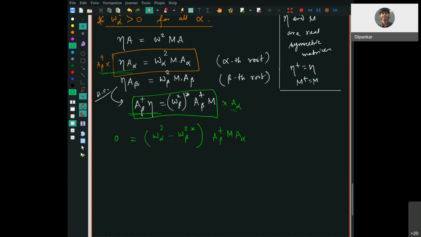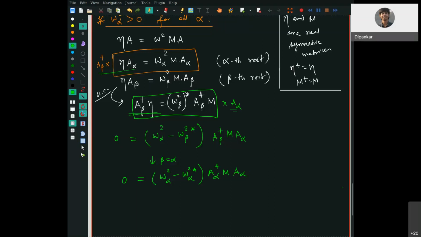Now this is for any general beta and alpha, but if I impose beta equals alpha, I will have 0 equals omega alpha squared minus omega alpha squared star, times A alpha dagger M A alpha. Now, first of all, I have to prove that this A alpha dagger M A alpha is real.